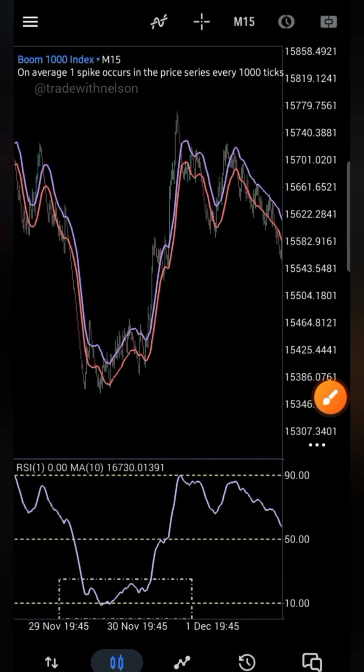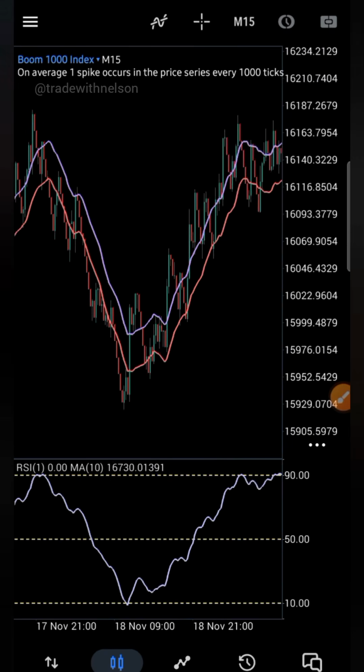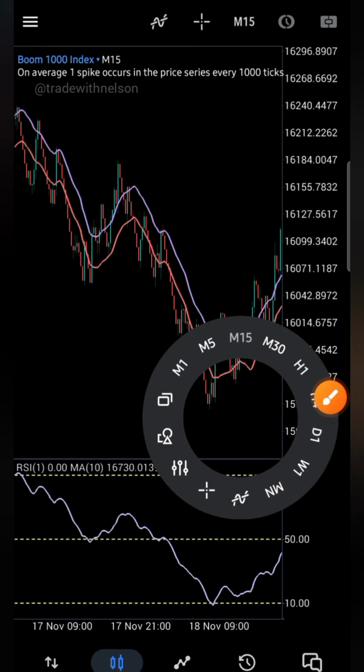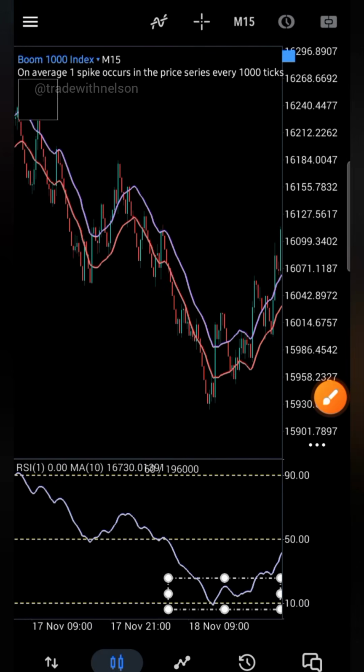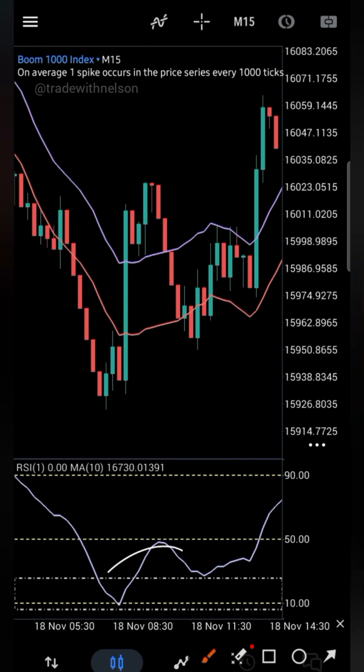So let me show you more examples. So this is another one over here. What do you see? We have a rally to the downside. So once you have that, you can see how it pushes into the 10 level. So at the 10 level, let's mark that out. So what do you see inside this box over here? So we have a run to the downside.